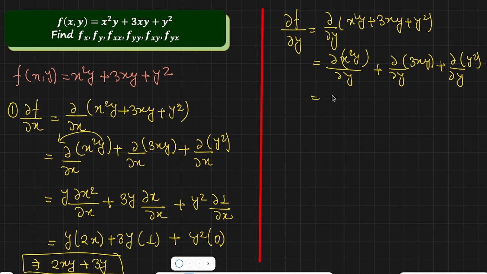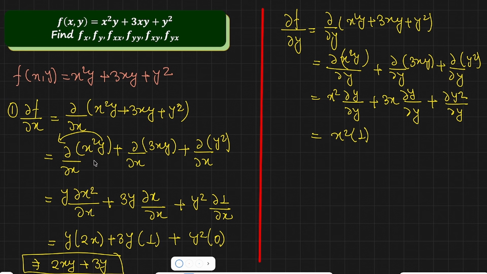Now you see x is constant, so x square goes outside, partial derivative of y with respect to y. 3 and x outside, so partial derivative of y with respect to y. Now the partial derivative of y square with respect to y. So this will be x square, the partial derivative of y with respect to y is 1. This is 3x, it is also 1, and it is 2y. So it will be x square plus 3x plus 2y. This is the partial derivative with respect to y. This is the partial derivative with respect to x.